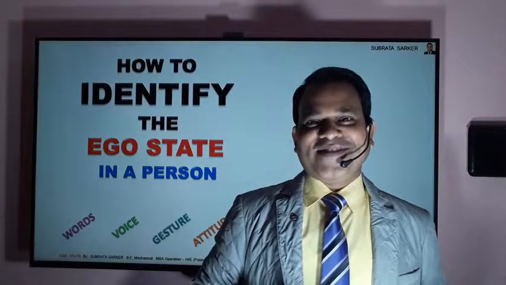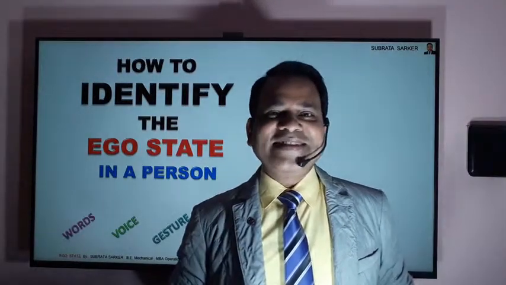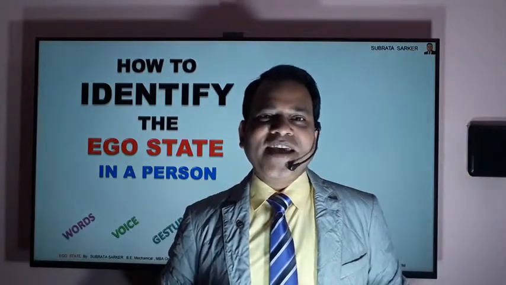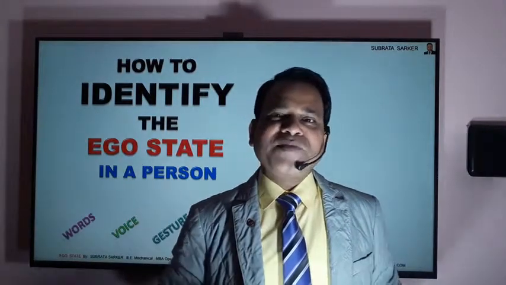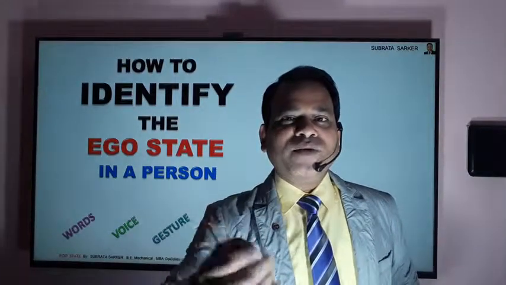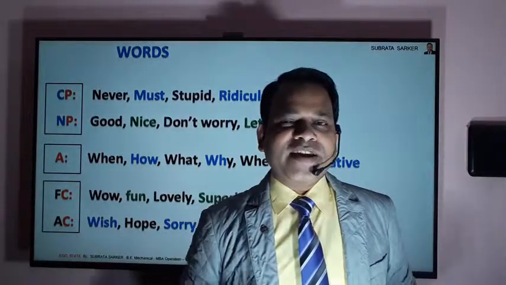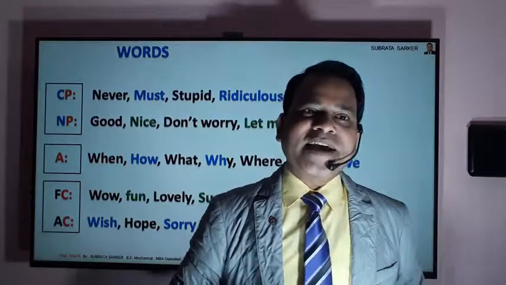Wow, funny, lovely, superb, hi. This is the free child ego state. So there are typical words when a person is in some ego state. You can identify the ego state by the words. Even without seeing the person, over the phone you can identify in which ego state the person is at the time.